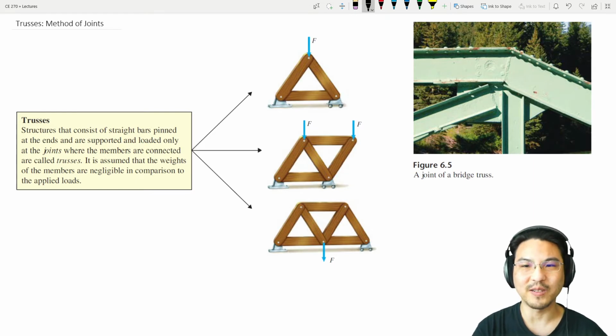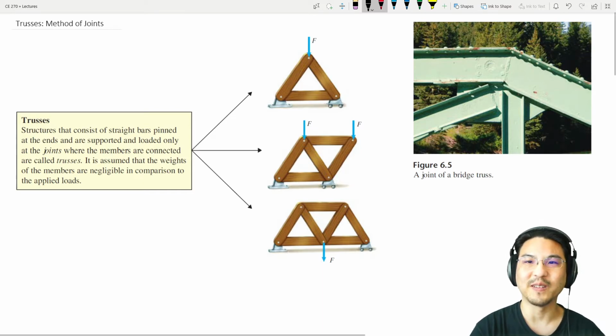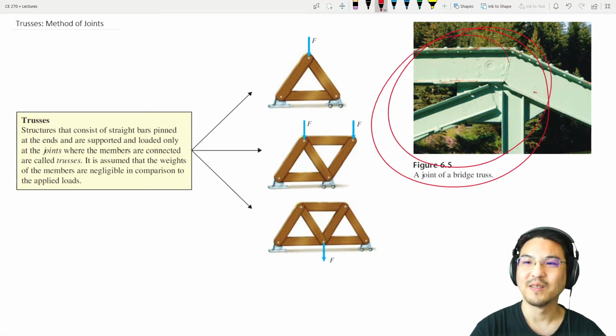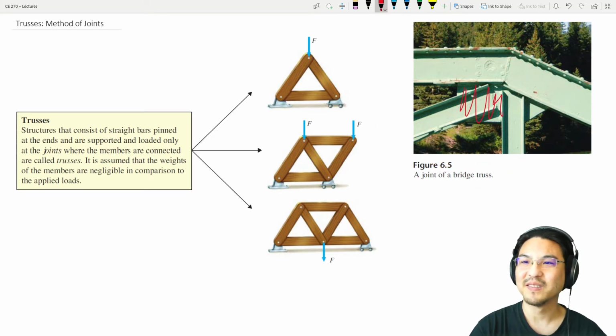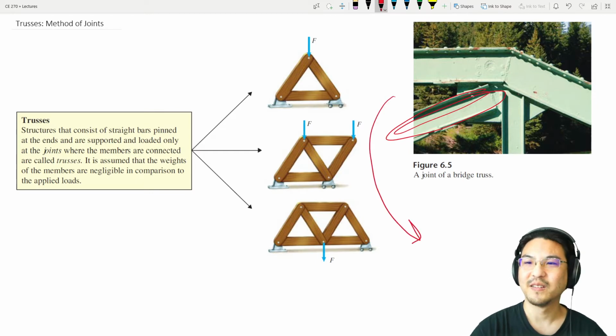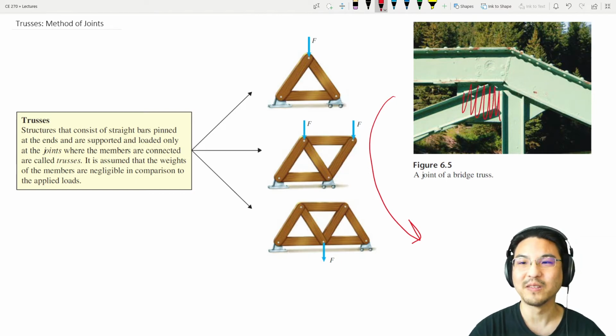Okay, second assumption. Let's assume that each of these joints is just a pin support. So in reality, if you take a look at this, the joint of this bridge, it's actually welded here, and some places are riveted. So for example, see this beam right here? If I apply a torque here, there's going to be a reaction at the weld. Here, there's going to be a reaction torque at the weld.